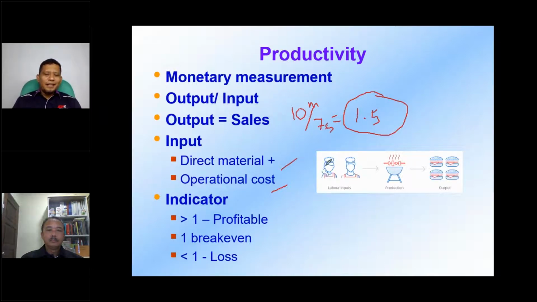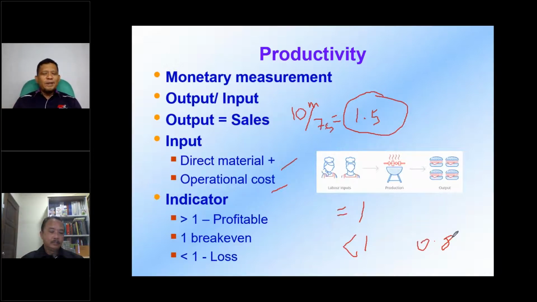But let's say the productivity shows that we only have one. What is the meaning of one? One means we are breaking even. And if we get less than one, maybe we get 0.8, the people in the plant normally understand that the company this month is making some losses. But at least they are prepared for next month so that they're not going to make any losses. So everybody will work together to achieve this measurement.